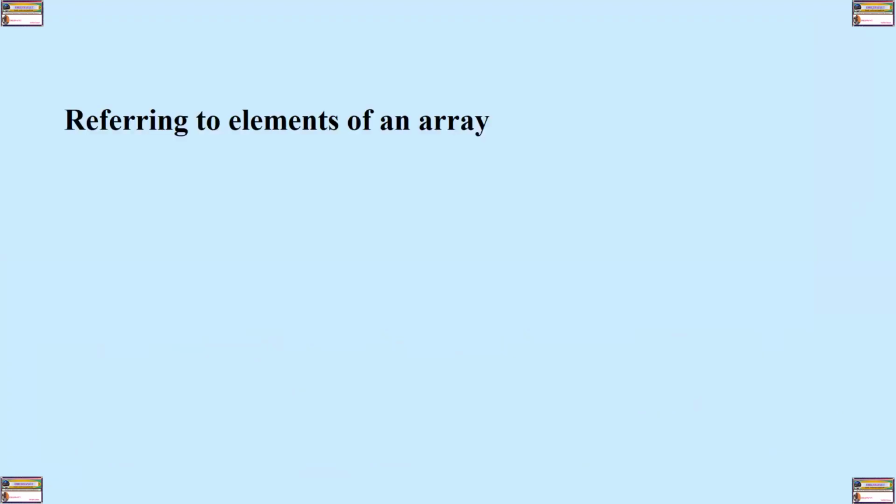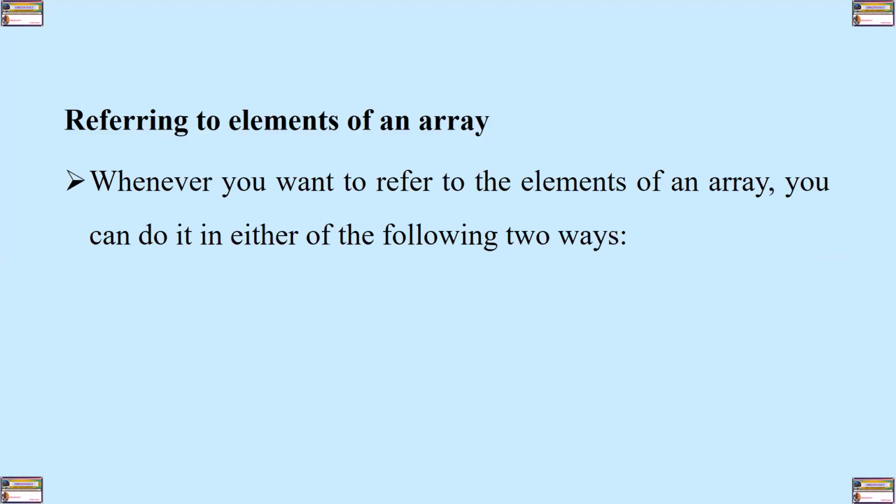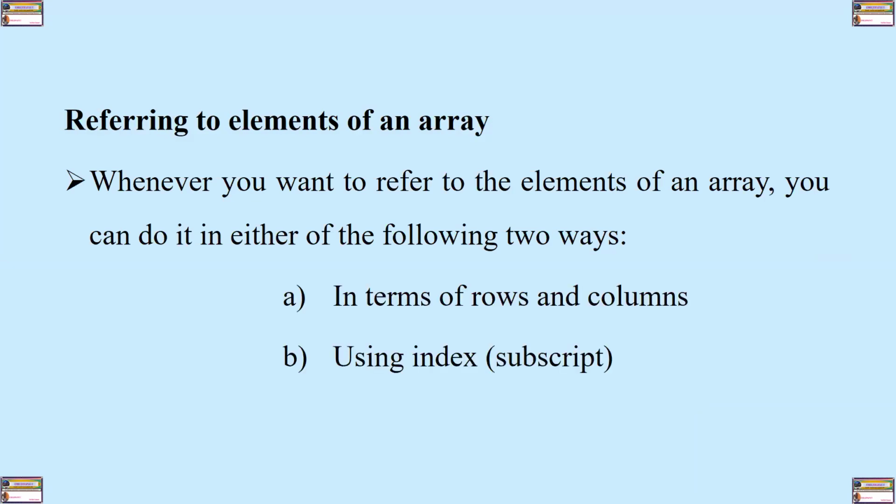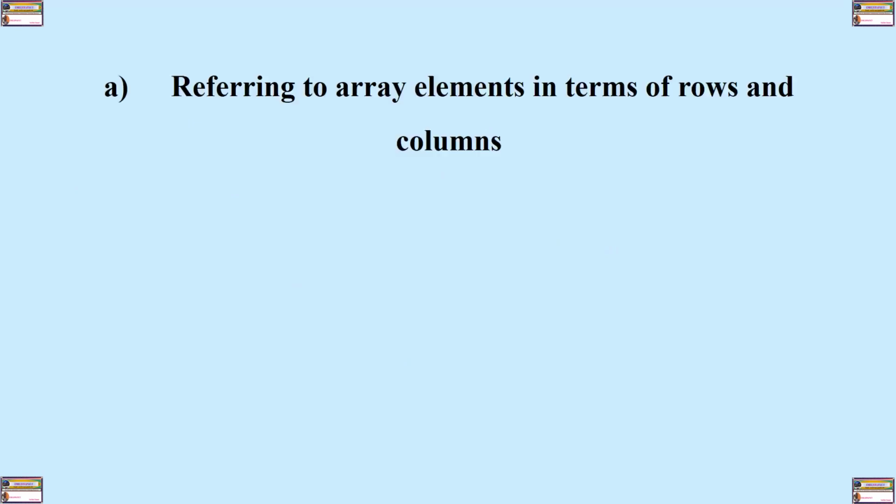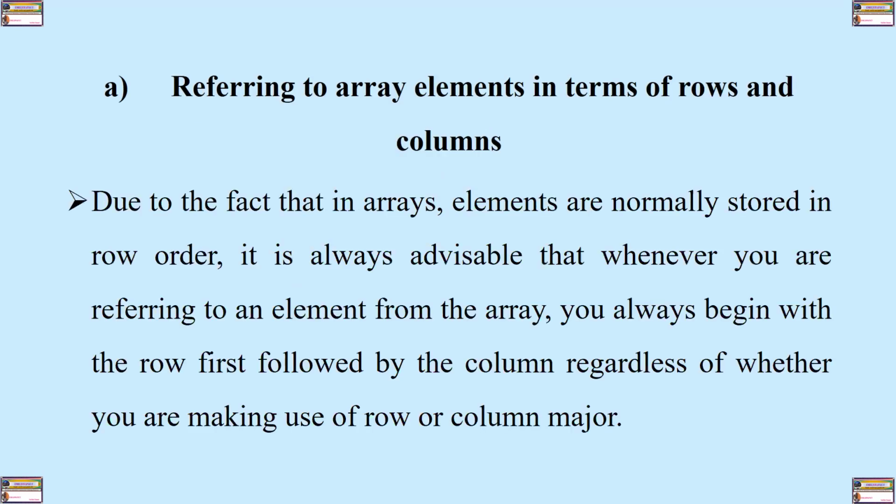How do you refer to elements of an array? Whenever you want to refer to the elements of an array, you can do it in either of two ways. Number one, in terms of rows and columns, or number two, in terms of the index, or what we call the subscript. Now, how do you refer to array elements in terms of rows and columns?